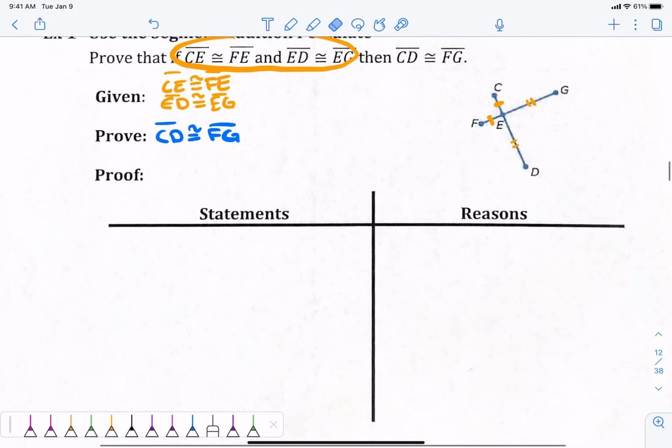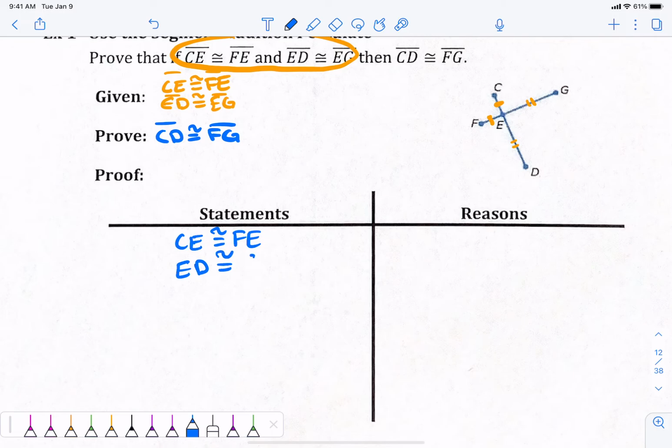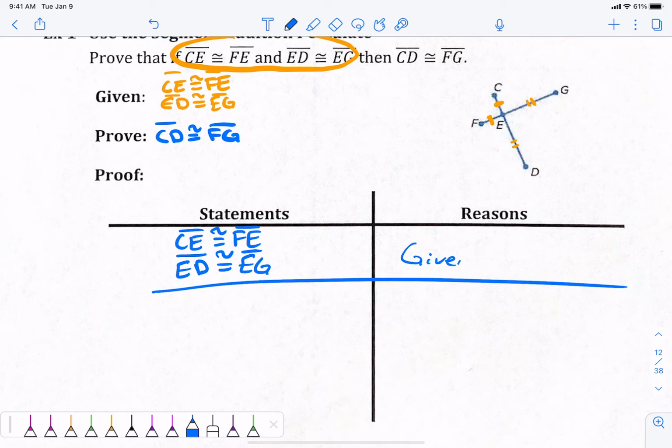So what we're going to do is start with the given. So CE is congruent to FE and ED is congruent to EG. Okay, those guys, and that is what we are given. This is kind of a longer proof, longer than what we were doing yesterday. A little bit longer, okay?